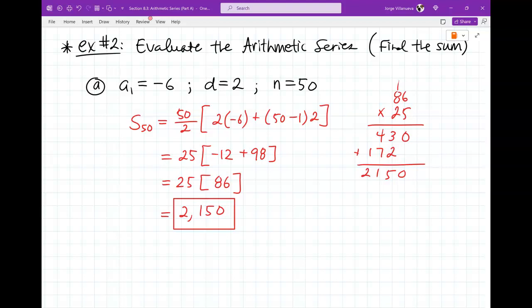Again, with the calculator, it's so much easier. So I don't think you have to do the work on the side all the time. If you have a calculator, just use it. It'll be a little easier.